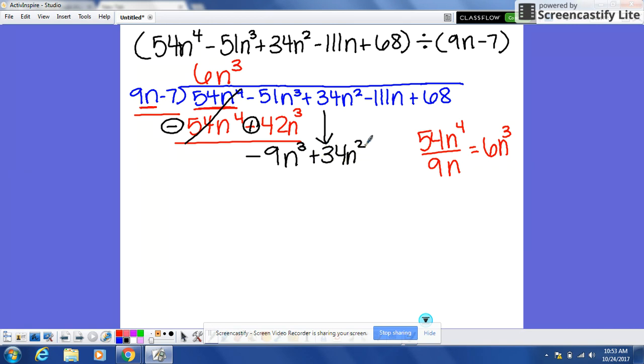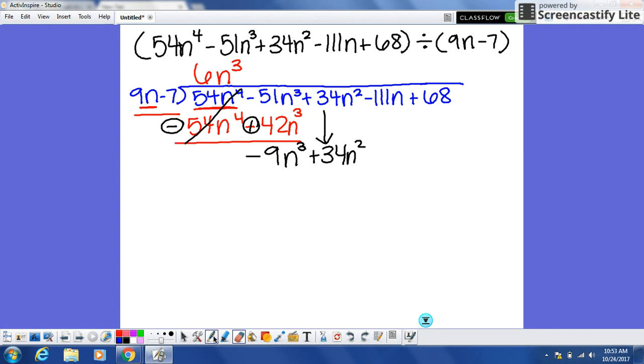All right, let's erase this over here so we have room. All right, so we are dividing 9n into negative 9n cubed. So if you need to do it off to the side, you can. So negative 9n cubed over 9n. What happens to the numbers? Negative 9 divided by 9 is what? Cancel out, so negative 1. And then n cubed divided by n would be n squared. So negative 1n squared, or you could just put negative n squared. All right, now what?